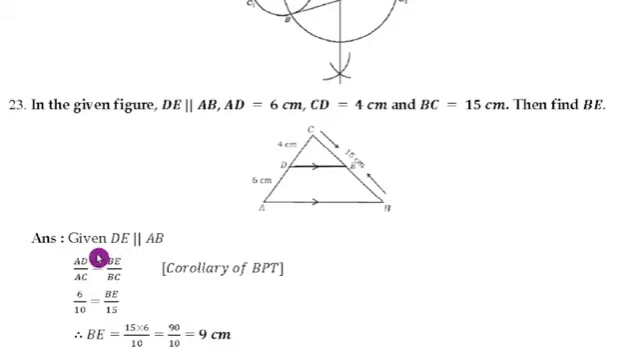So in the given picture they have given DE parallel to AB. Therefore AD by AC is equal to BE by BC because of the corollary of BPT. Therefore 6 by 10 is equal to BE by 15. So BE is equal to 15 into 6 divided by 10. Therefore the answer is 9 cm. Therefore the value of BE is 9 cm.